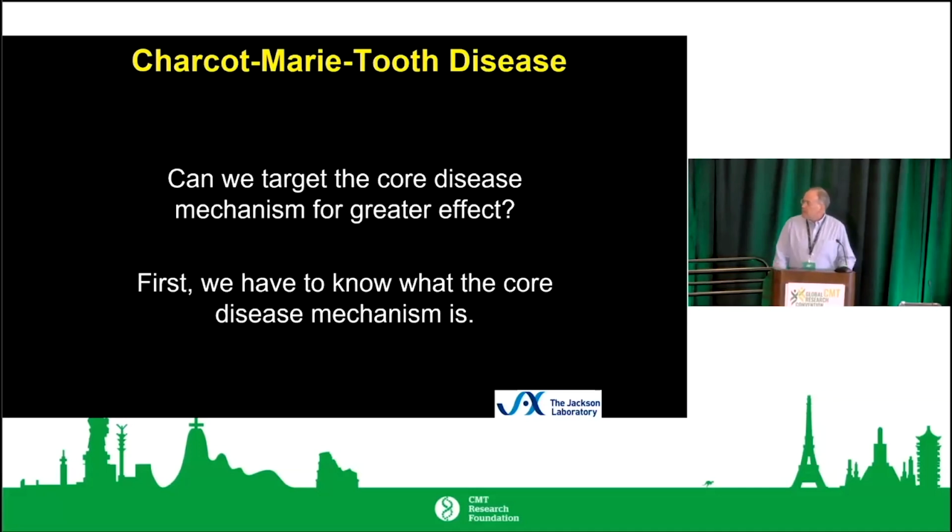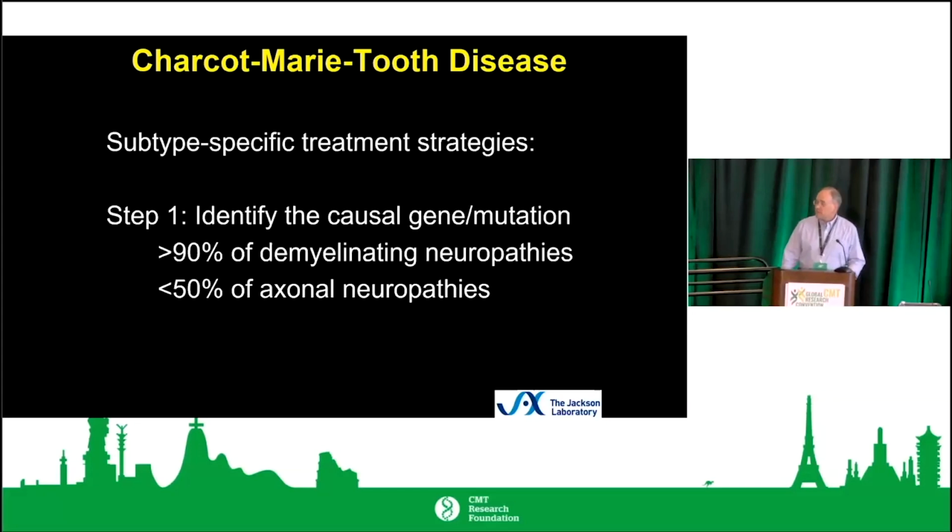So instead of targeting these downstream effects like SARM or HDAC6, can we actually target the core disease mechanism that's going with these different genetic subtypes of CMT? And in order to do that, somewhat obviously, you first have to actually understand what that core disease mechanism is. So the first step towards that is just to identify the causative gene. And in terms of gene identification for CMT, we're doing pretty well now.